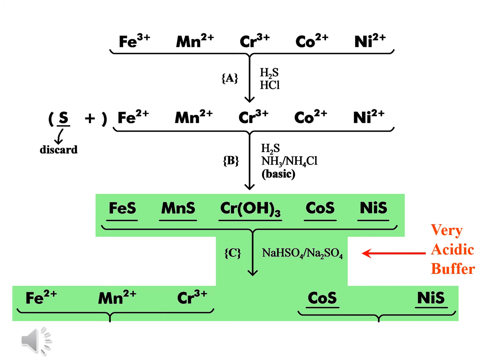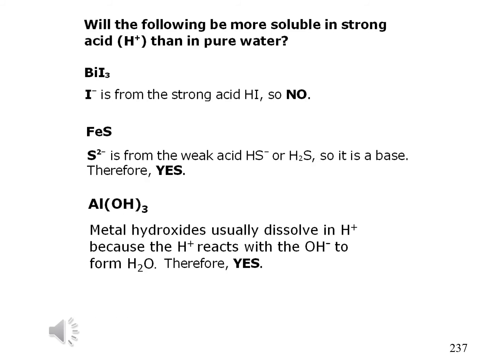FeS is one of the compounds that precipitates in the group 3 flow chart, and the very acidic sulfate buffer does cause it to dissolve, as you can see on the flow chart. Al(OH)3 also dissolves more in acid, because OH- reacts with H+ even better than weak bases.